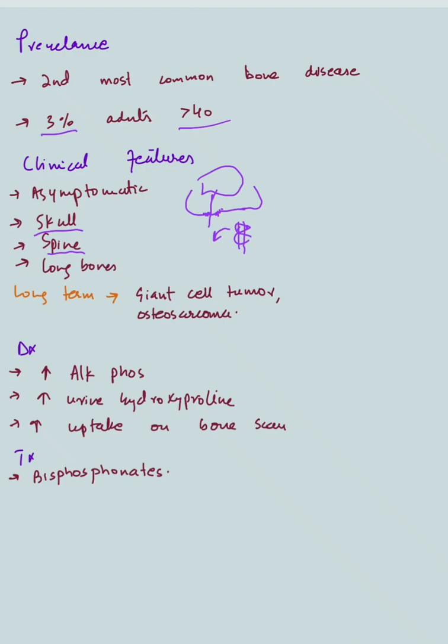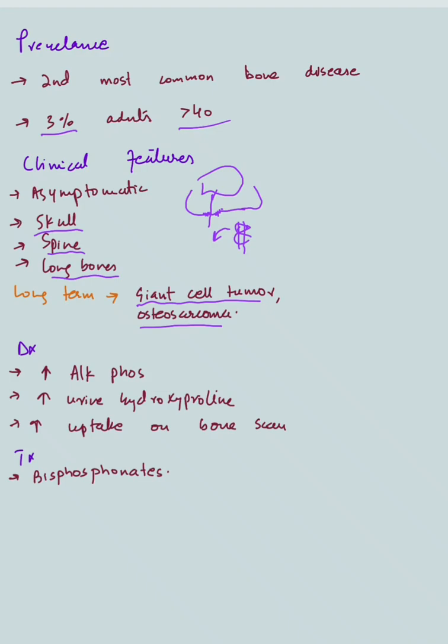So then we come down to the long bones. In the long bones, it can result in fractures. It can result in arthritis and fractures and bone pain, all of those kinds of things. Then in long-term complications there are two tumors that are associated with it. The first is the giant cell tumor, and the other is osteosarcoma. So these are two tumors.